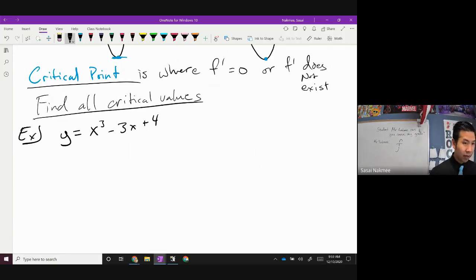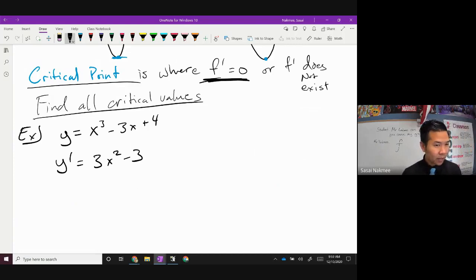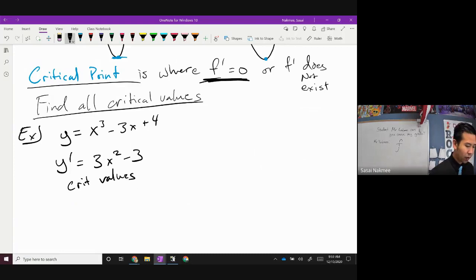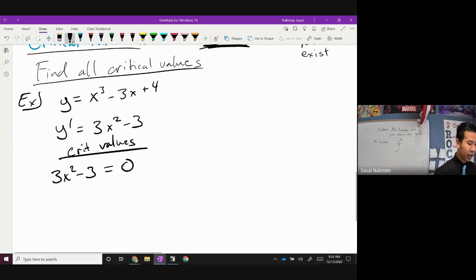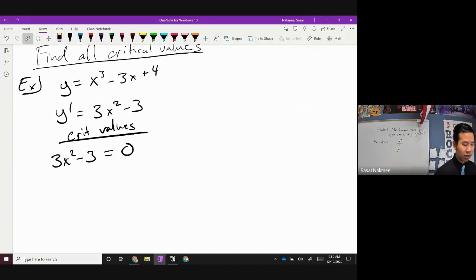To find your critical value, remember the idea is just when the derivative is equal to 0. So if you're asked to find the critical values, find the derivative. Take the derivative of both sides here. I'm going to get y prime equals 3x squared minus 3. To find the critical values, all I need to do is take that derivative, 3x squared minus 3, and set it equal to 0. Solve for when this occurs. And when does this derivative equal 0?